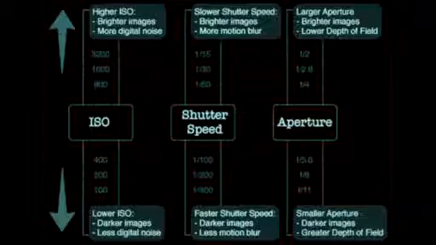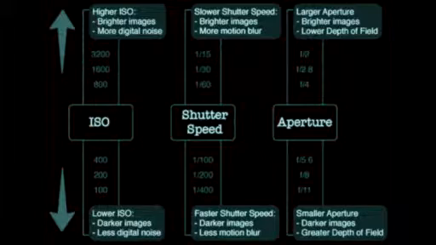have in those images. So just by taking a look at this chart, if you increase your ISO, you're going to get brighter images, but you're also going to get more digital noise. If you have a lower ISO, you're going to have darker images and less digital noise. So I don't want any noise in my shot, so that's usually the last thing that I'm going to tool around with.